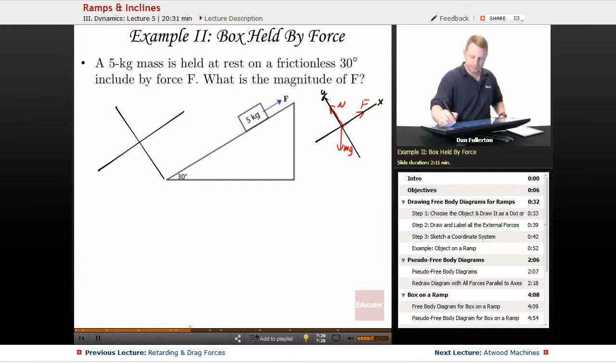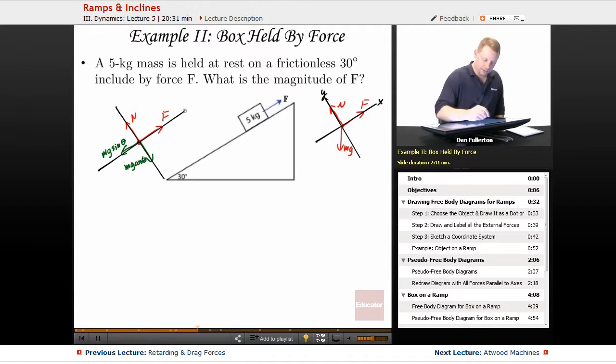There's our y. We still have our normal force along the y. We have our applied force, but mg we break up into components. We've got the component parallel to the ramp, mg sine theta, and perpendicular to the ramp, into the ramp, mg cos theta. All right, let's call this our positive x and that our positive y direction.